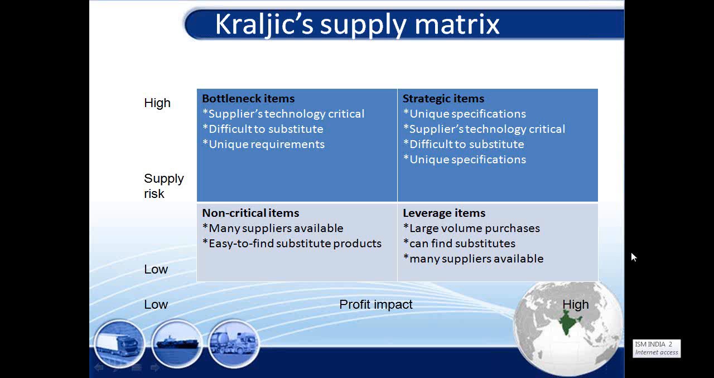This was developed by Peter Kraljic, and he was the person who made it clear that procurement should be considered as a strategic function. So you will find non-critical items, leverage items, strategic items, bottleneck items. I'll be touching much more in detail later. So I just want to give you a flavor. Peter Kraljic was, I would say, the key person behind bringing a strategic approach to procurement.